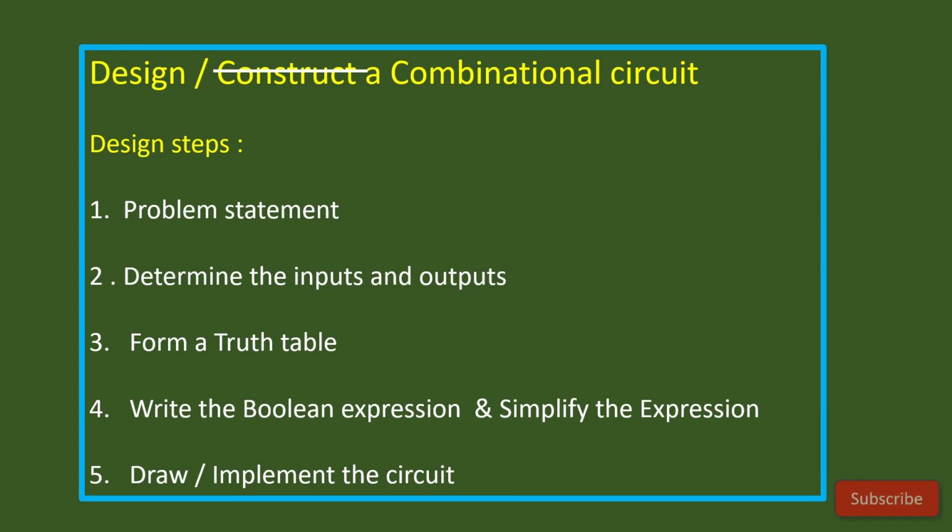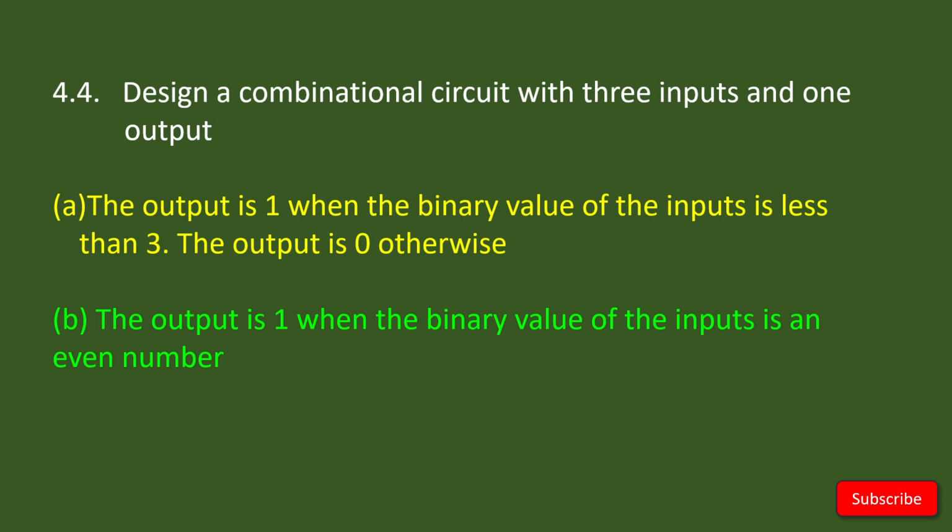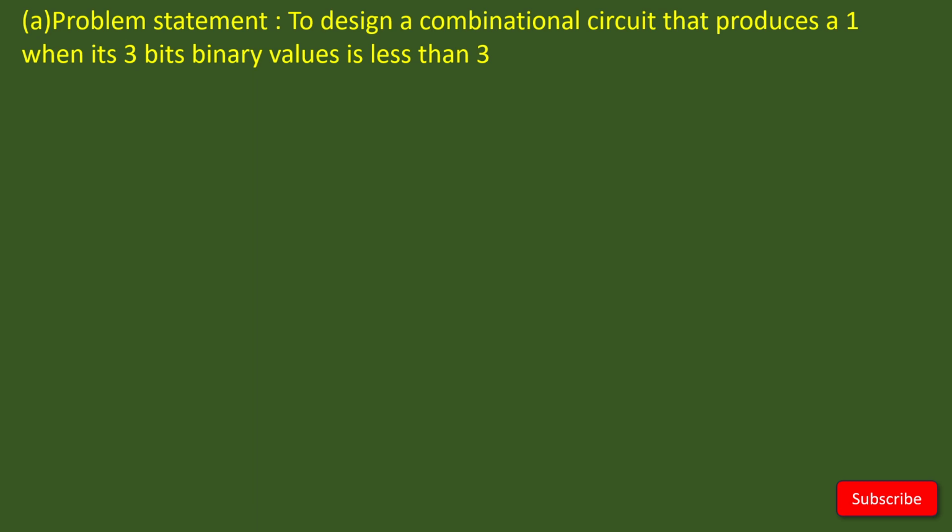In order to have a clear understanding of the design of a combinational circuit, we'll see one problem, that is 4.4 from Digital Design by Morris Mano's 5th edition. The problem is to design a combinational circuit with 3 inputs and 1 output. In this problem, the output is 1 when the binary value of the inputs is less than 3. The output is 0 otherwise. So this is the problem statement.